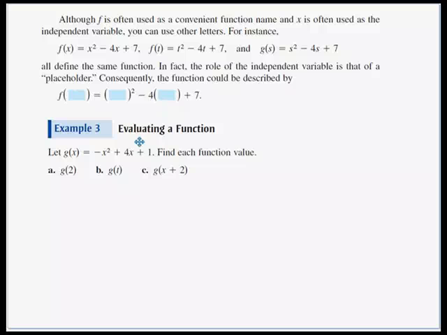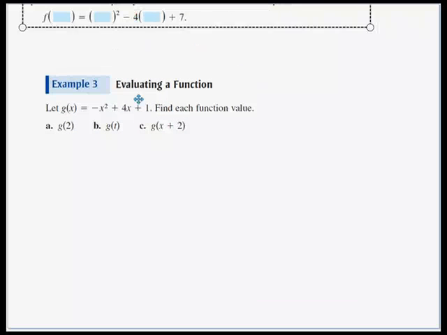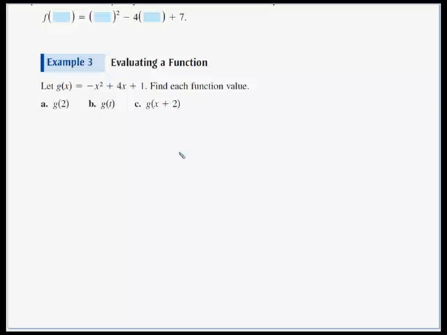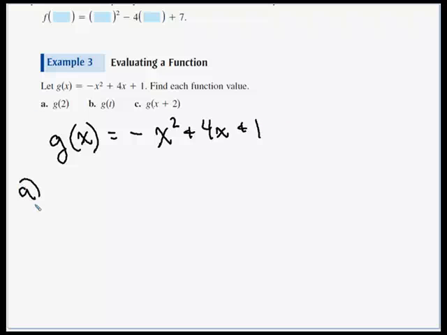Example 3, we're just going to evaluate a given function for different values. So our function is g of x. I'm just going to rewrite it down here to reference it easier. g of x is negative x squared plus 4x plus 1. First, part A, we're going to find g of 2. So we're just going to replace any x we see with the number 2.